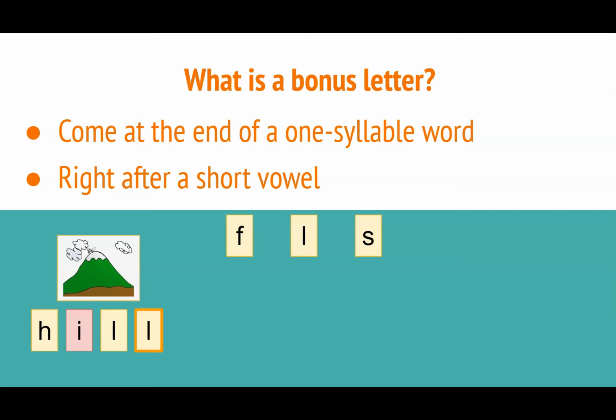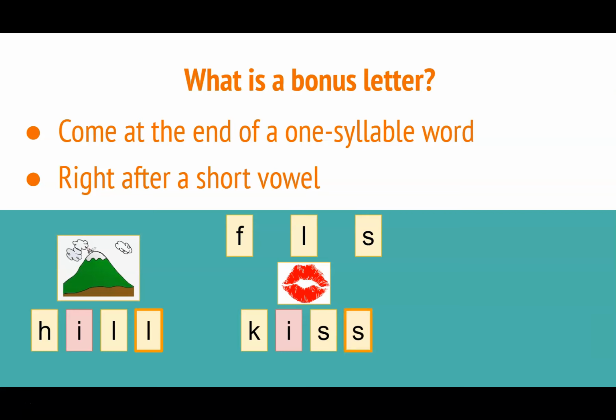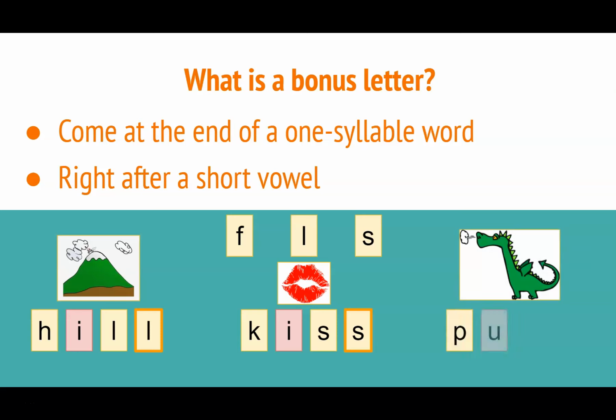Let's look at two more examples. In the word kiss, I have the sounds k, i, s. Again, the bonus letter S is coming right after that short vowel sound I, so I need to put another S. In the word puff, I have the sounds p, u, f. F is another one of our bonus letters, and it's coming right after that short sound at the end of the word, so I need to put an extra F on the end to make it spelled right.